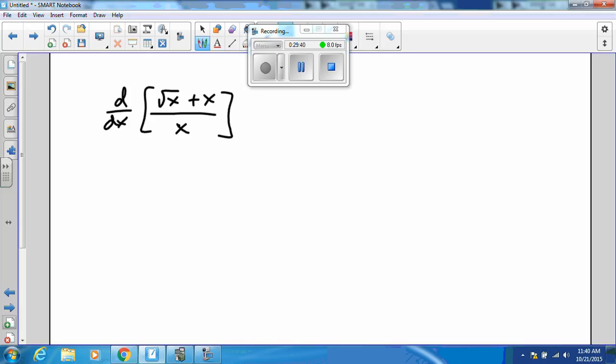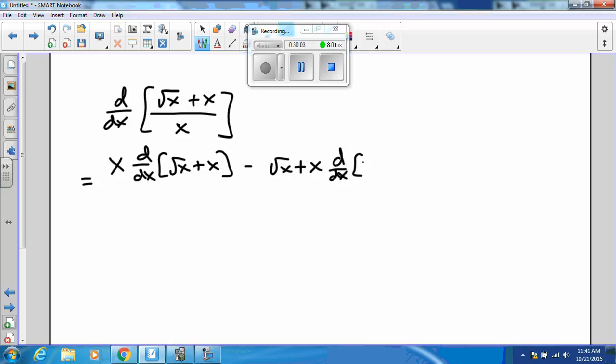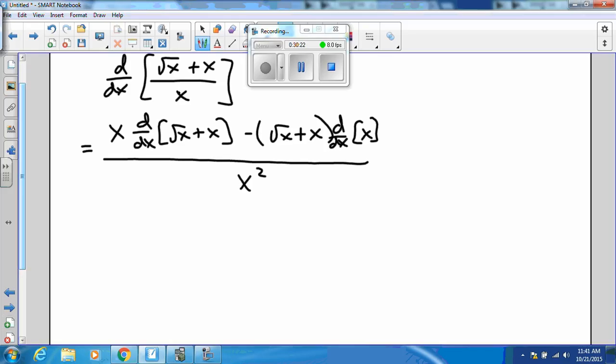Okay, what you got? I just say all the steps? Yes, please. Okay. Then it would be x times the derivative of x, root x plus x, minus root x plus x, times the derivative of x over x squared. That's good. You probably have it right, but I've got something wrong on my work. Who can tell me what I have wrong here? Oh, the parentheses. Yeah, missing the parentheses. That's right. Excellent. No pun intended. Okay, keep going from here, Will.